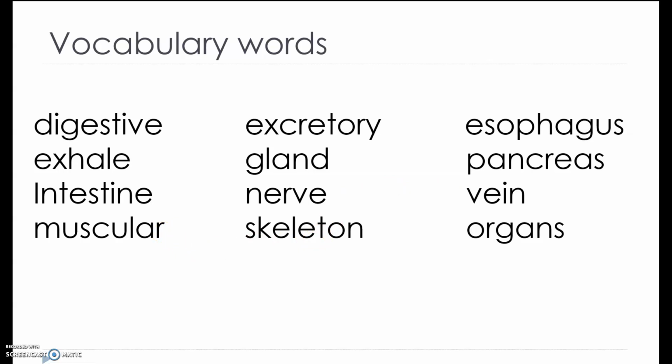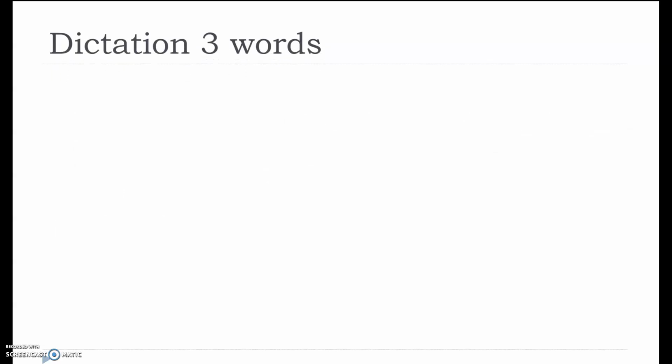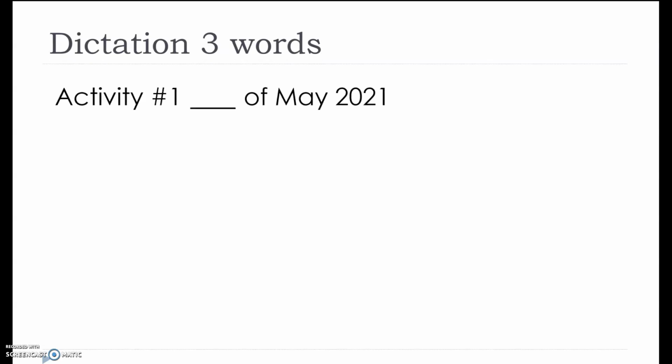Muscular, skeleton, organs. Very good. Now let's do our dictation of 3 words. Please bring out one piece of paper, or if you have your notebooks with you, and write activity number 1, the day, the month, and the year.